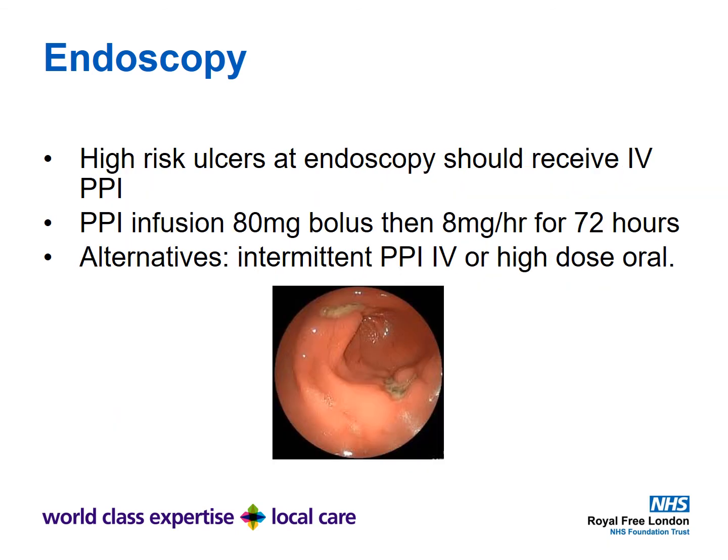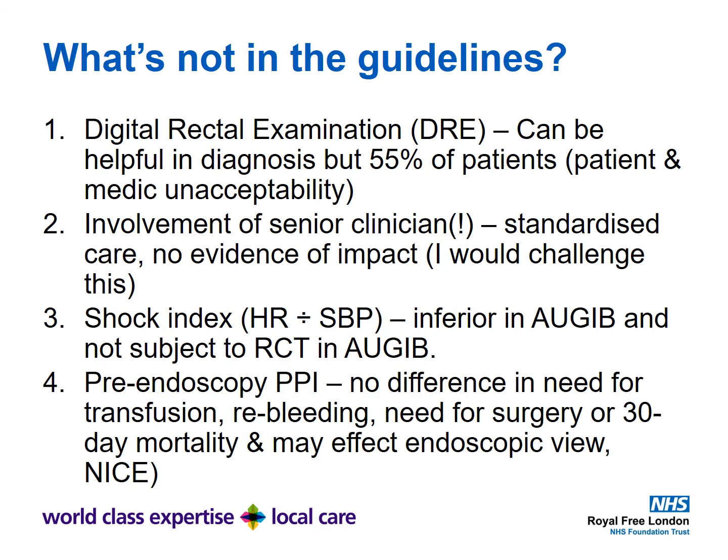High-risk ulcers, which is what you can see in this diagram here, should receive IV PPI. The Hong Kong regime, which I mentioned earlier, is an 80 mg bolus of omeprazole, then 8 mg per hour for 72 hours. Alternatively, you can give intermittent PPI IV or high-dose orally.